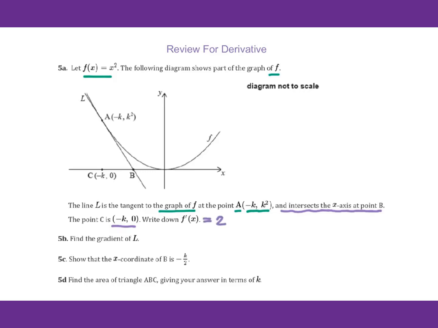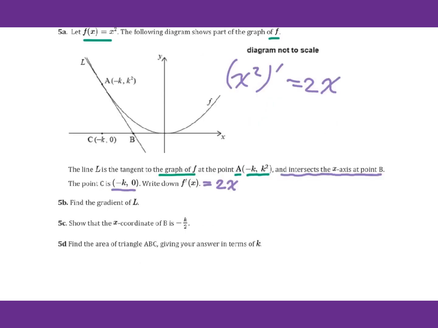That will be 2x. Because we do this x squared, do the derivative, that will be 2x by using the power rule. For the b, find the gradient of L.